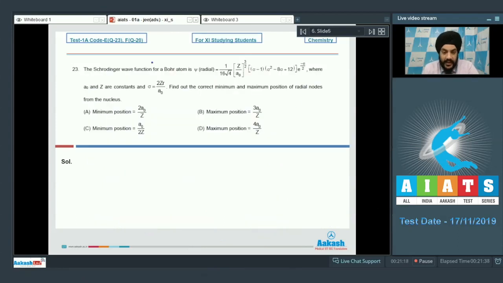Question number 23. The Schrodinger wave function for a Bohr atom is given by psi radial equal to some function which is given to us, where a0 and Z are constants and sigma is equal to 2ZR by a0.